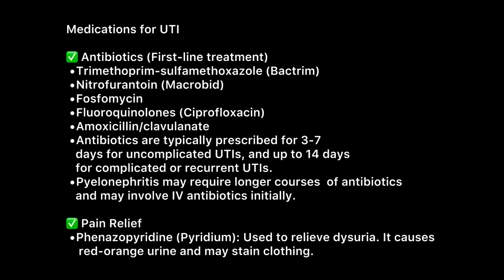As it is an infection, antibiotics are used. Antibiotics are typically prescribed for 3 to 7 days for uncomplicated UTI and up to 14 days for complicated and recurrent UTI. And for pain relief, phenazopyridine is used. For this medication, phenazopyridine, must remember that it causes red-orange urine. So educate the patient regarding the color of urine.